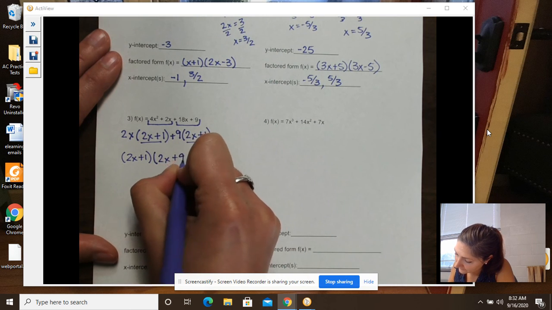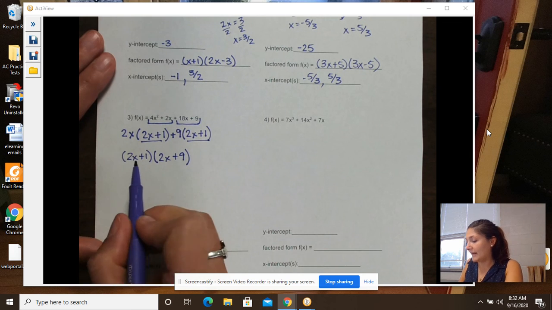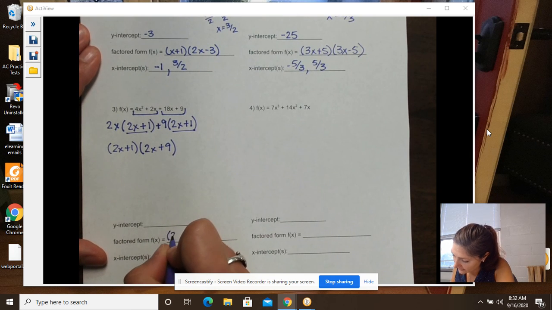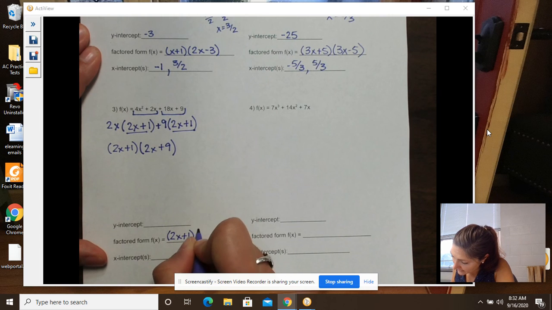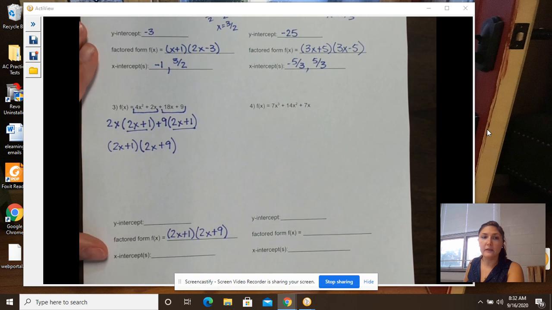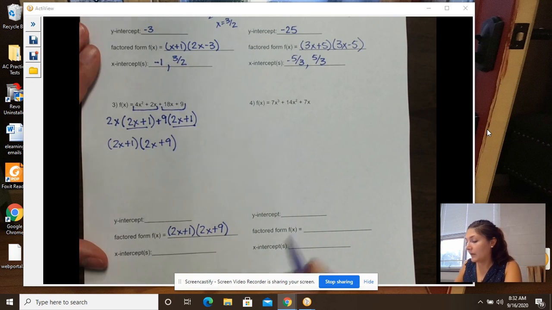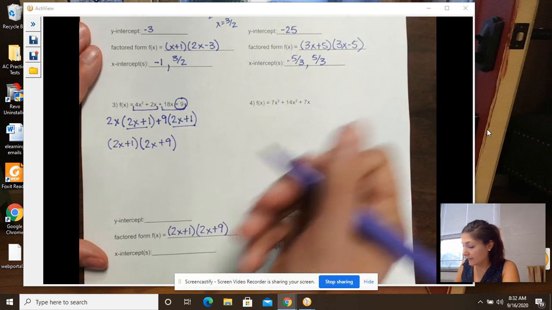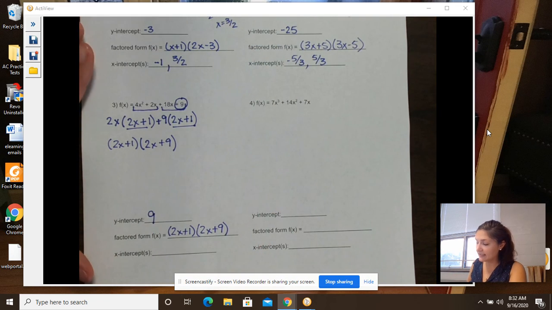Okay. I've got plain old x's here. I factored as much as I can. So my factored form is 2x plus 1 times 2x plus 9. And now let's identify those intercepts. Again, that constant term at the end, the thing with no x, is my y-intercept. So my y-intercept is 9.